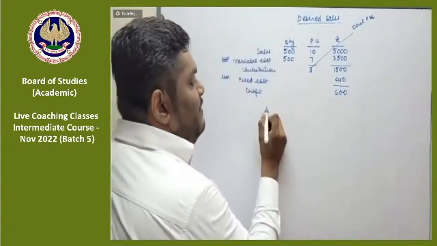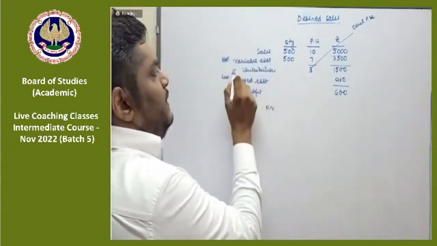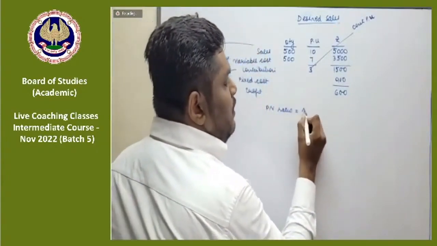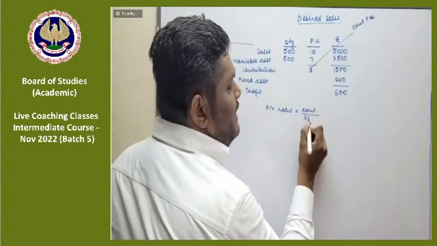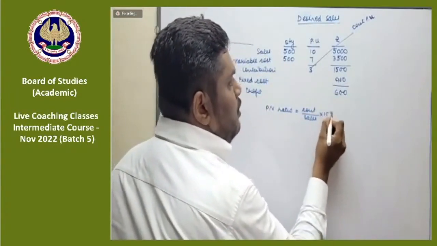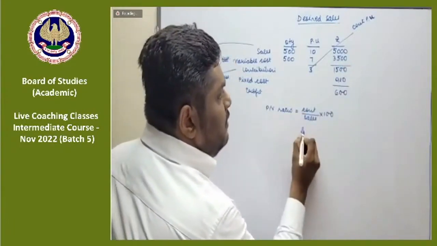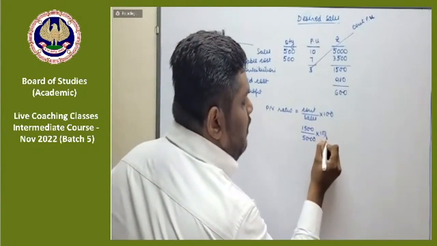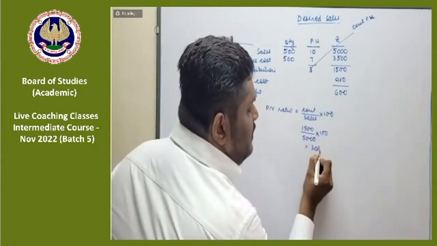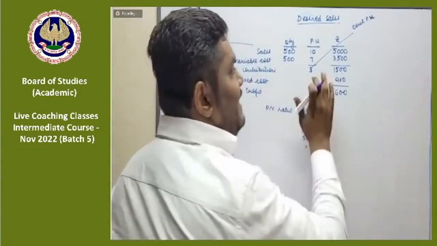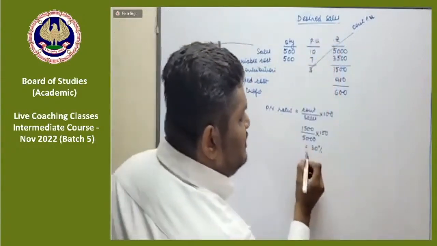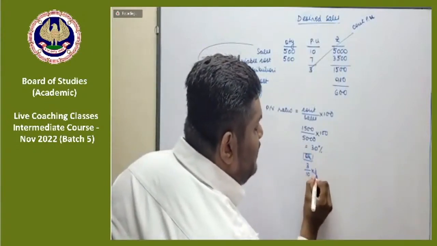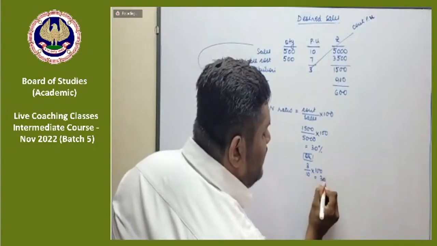Now, as discussed, PV ratio, we will calculate the relationship between contribution and sales. That is, we call it PV ratio. That is contribution divided by sales into 100. So my contribution is how much? 1500 divided by 5000 into 100. So this will be 30%. Alternatively, the major thing is this per unit relationship should be maintained. So we can simply write 3 divided by 10 into 100. So both the approaches are correct.